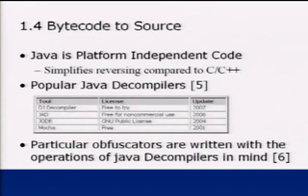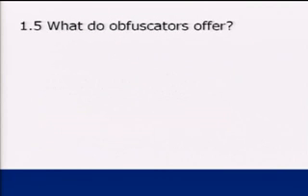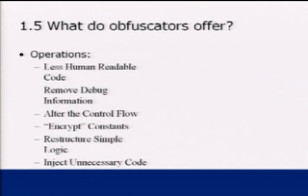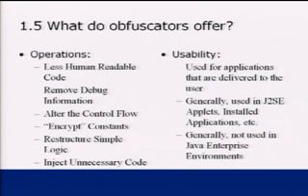So the motivation behind this is trying to make code less readable from a human perspective, more than a machine perspective. What do obfuscators offer? Basic operations: remove debug information, change control flow, encrypt constant values, inject unnecessary code to confuse you, and also there's the usability element.